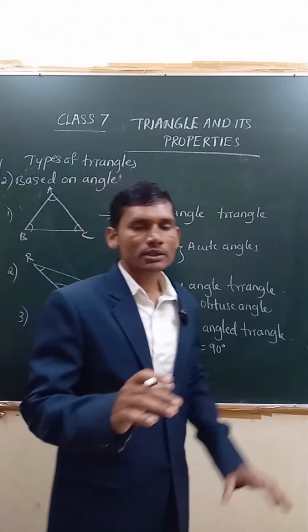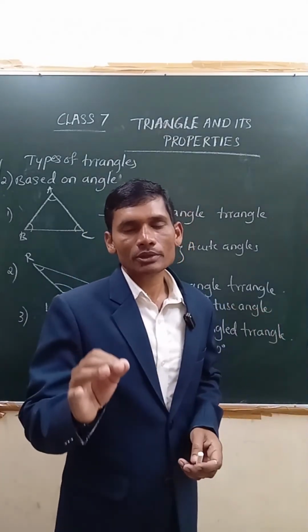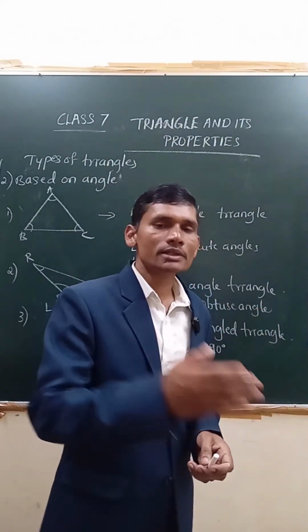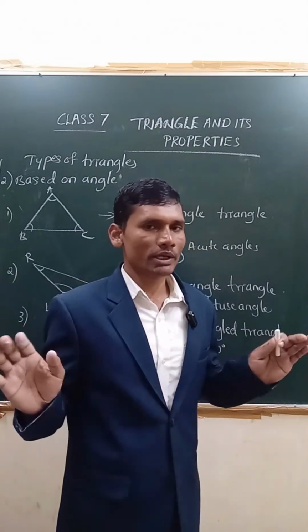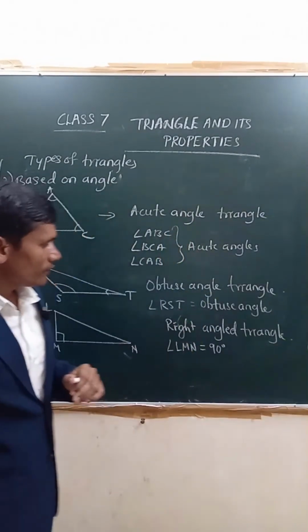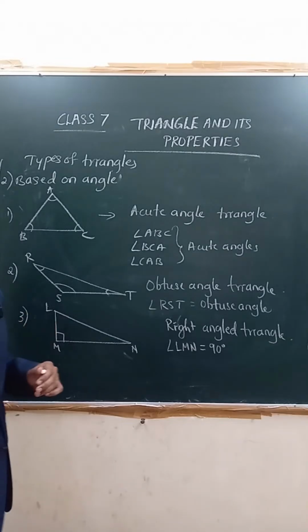Okay, till here we just learned what the types of triangles are, based on sides and based on angles. So simple it is, right? Now let us go ahead with the remaining things.